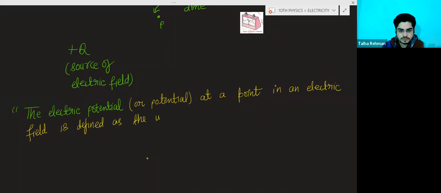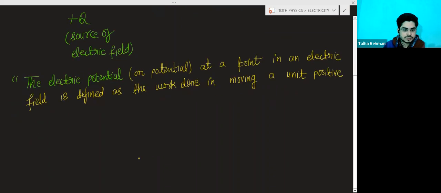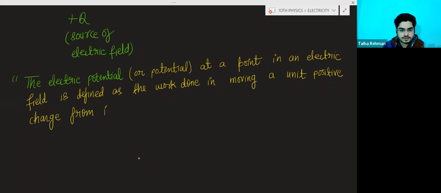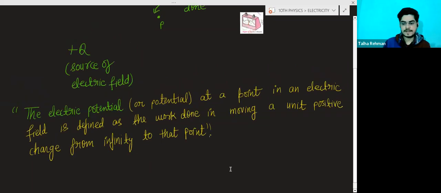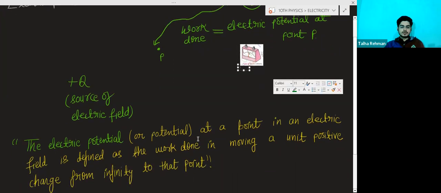the work done in moving, or you can say in bringing, a unit positive charge from infinity to that point. So the electric potential is the amount of work done in moving the charge from the infinite position to the specific position where you want to find the electric potential.